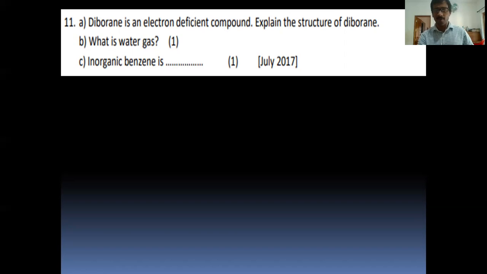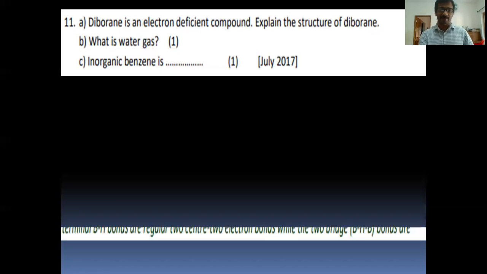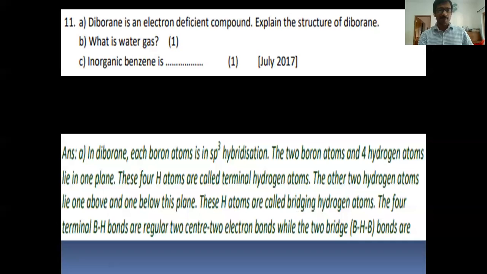What is water gas? CO plus H2. Already we discussed, CO plus H2 is water gas. Producer gas, CO plus N2 is producer gas. Inorganic benzene is B3N3H6. Inorganic benzene, that is B3N3H6.